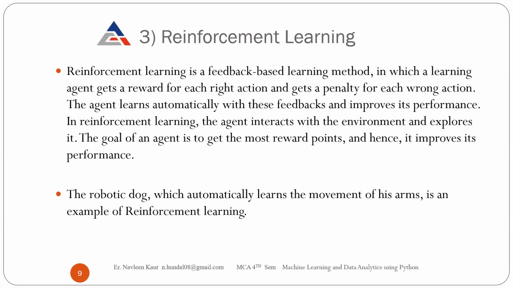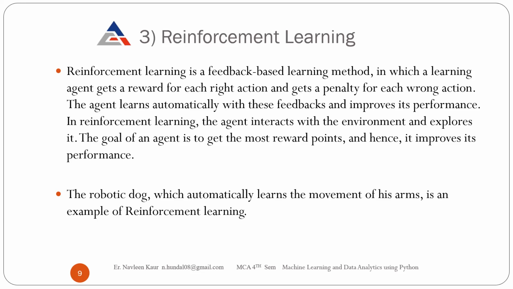After that, we have this third category of learning, which is known as reinforcement learning. Okay, so it's actually a feedback based learning method where you are continuously getting feedback. So in case of supervised learning, the output is already fixed. For this area, this will be the price. Okay, so the feedback in that case is already fixed. But in case of reinforcement learning, it is a feedback based learning method in which a learning agent gets a reward for each right action and gets a penalty for each wrong action.